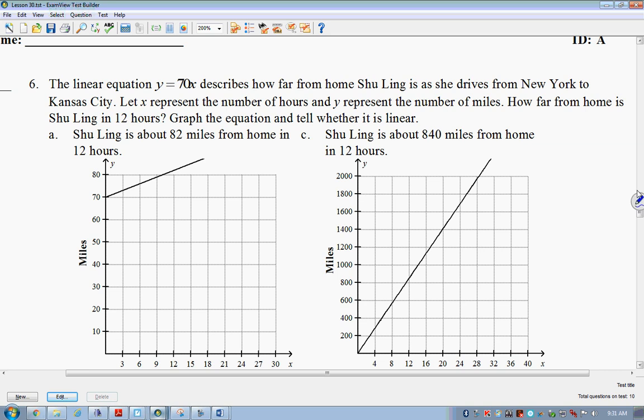with this? We get y equals 70x, right? If she lives 12 hours away, we would do what? 70 times 12 would give me the number of miles. All right, what's 70 times 12? What did you say? So y equals 840. So if we look at 12 hours, we should find 840 miles, right?